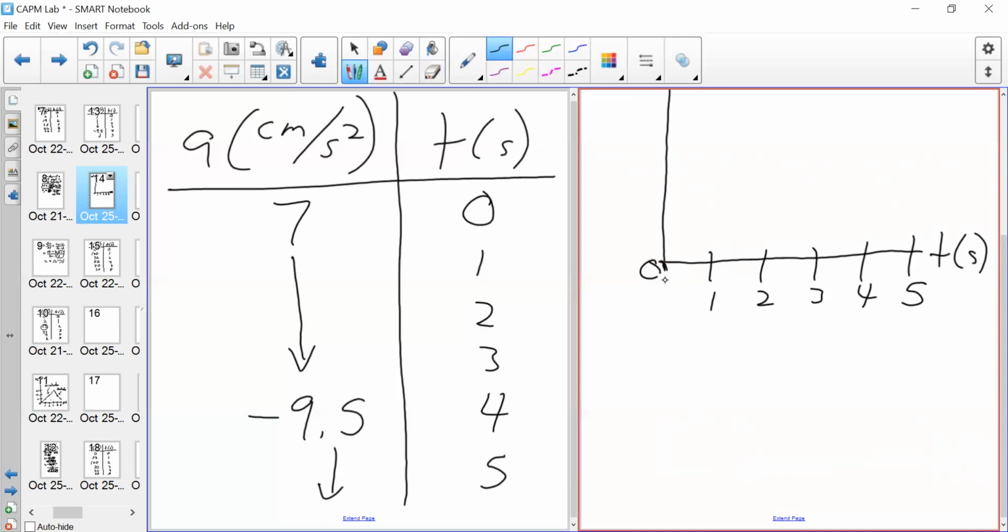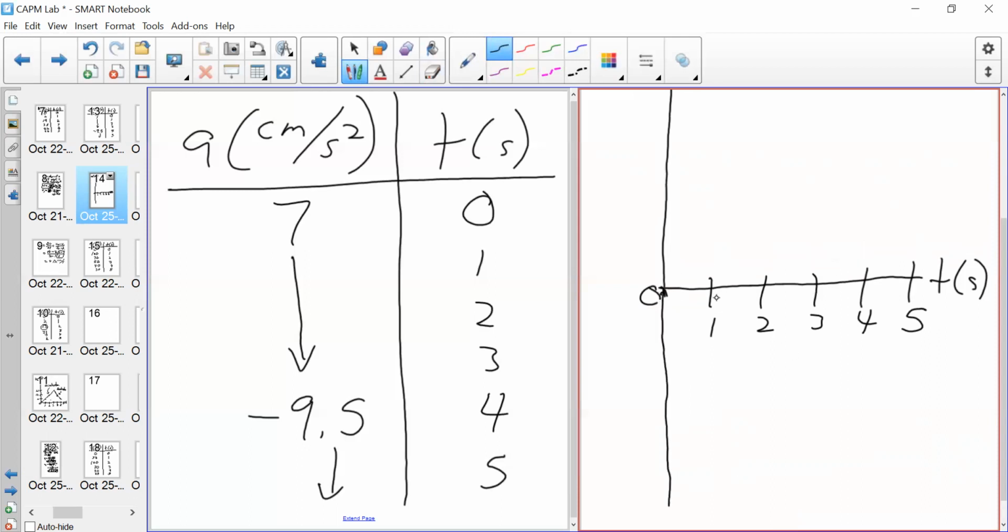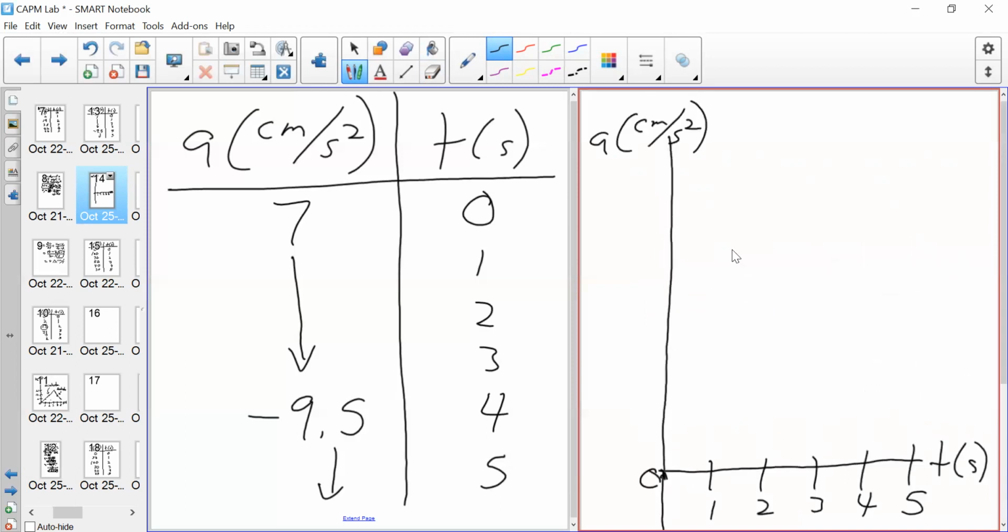Right, so all the way down like that. And the 7, again, it's arbitrary. That doesn't matter where it goes. You can put, say, roughly there. Fine. So 7, and then we're just going to draw a straight line because it's constant from 0 to 3.